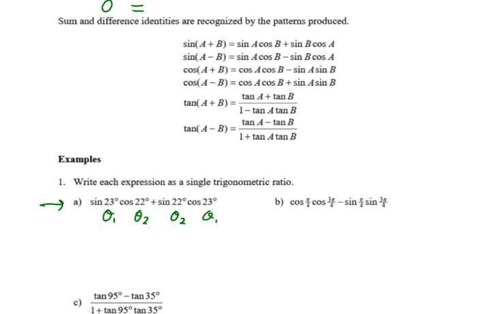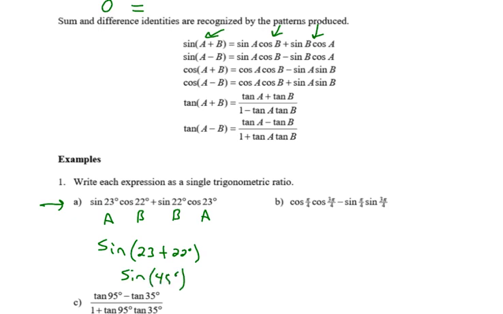Maybe I should call them A and B so they look the same. This would be A, and that would be A, and that would be B, and that would be B. Do I have a sine A cos B, plus sine B cos A? Yes, that's that one. So we can put this in as this side. Sine A was 23 degrees, plus B was 22 degrees. So in the end, this would be sine of 45 degrees.